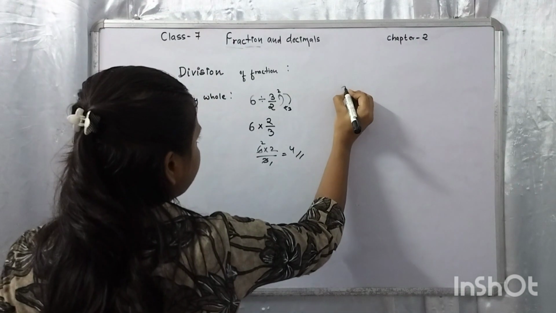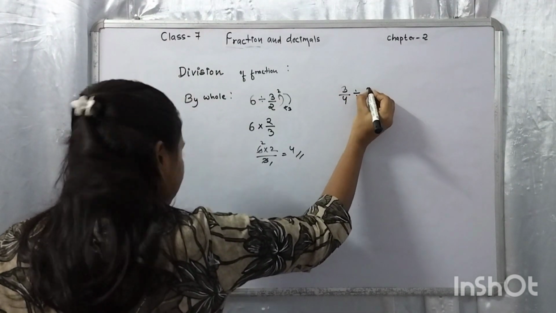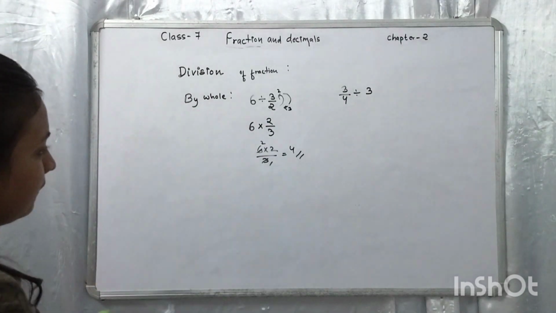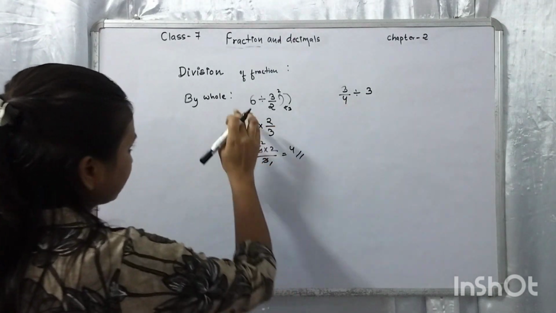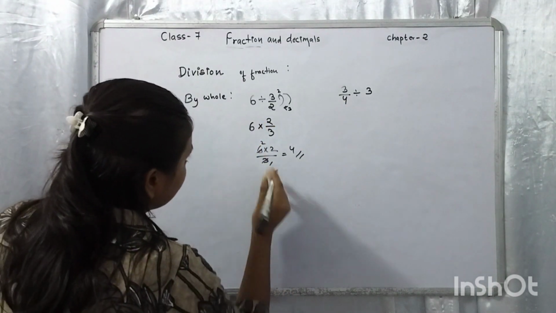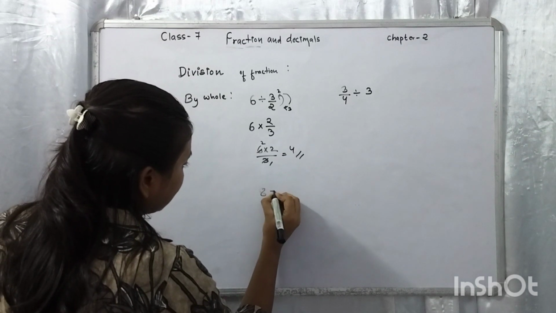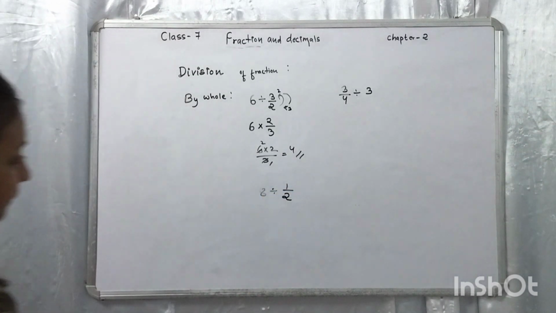If you have to divide 3 by 4, divide by 3. Now again see, here it was 6. Fine. First let's keep it. Likewise, first let's solve something similar to this, when you have to divide 8 by 1 by 2. Fine.